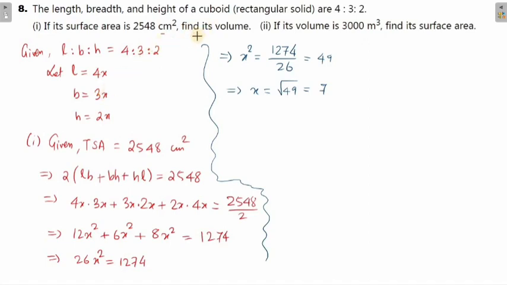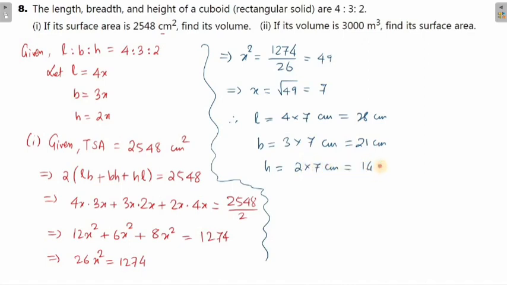Now the question is asking you to find the volume, isn't it? See here carefully, let's first find the length, breadth and height, and after that we'll find the volume. So the length will be 4 into x, that is 7. Now remember you are using the unit centimeter, so it will be 28 centimeter. Breadth will be 3 into 7, that is 21 centimeter, and your height will be 2 into 7, that is 14 centimeter.